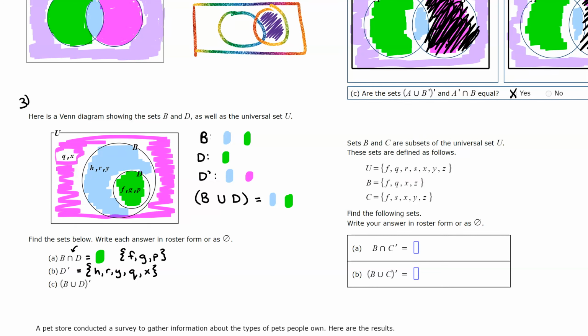Now we want to take the complement of that. So complement means everything else. So not the blue, not the green, whatever else is left over. So here, that would just be the pink. So when we write our answer, we'll write just the elements in the pink set, which are Q and X.